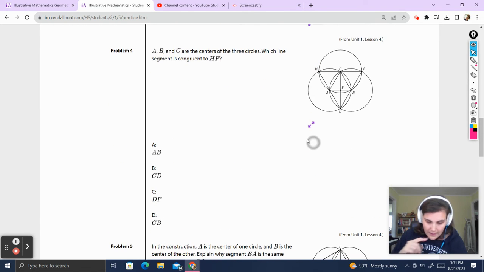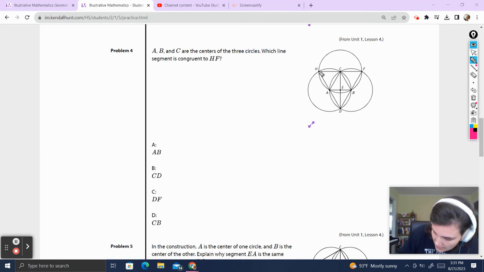Problem 4. A, B, and C are the centers of 3 circles. Which line segment is congruent to HF? So we want to know what is congruent to HF. I see that HF is 2 radiuses of circle C. I also see that circle C shares a radius with circle A and shares the same size radius with circle B. So let's look at our answer choices. Does AB have the same measure as HF?